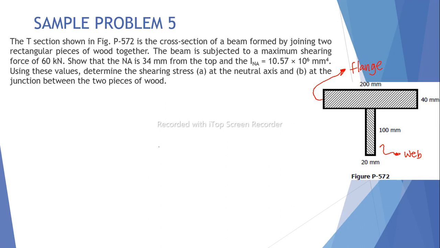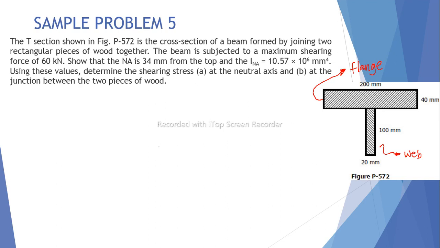Sample problem number 5. We have a T section shown here on the right side, which is the cross section of a beam formed by joining two rectangular pieces of wood together. The beam is subjected to a maximum shearing force of 60 kilonewton. Show that the neutral axis is 34 millimeters from the top, and the moment of inertia with respect to the neutral axis is equal to 10.57 times 10 to the 6 millimeter to the fourth. Using these values, determine the shearing stress at the neutral axis and the junction given the two pieces of wood.